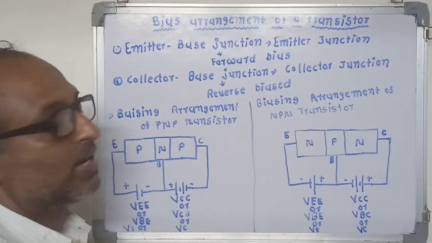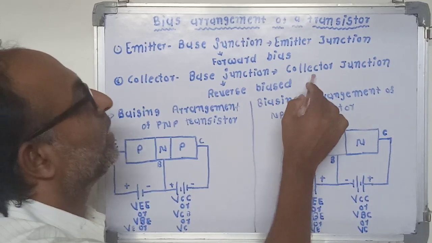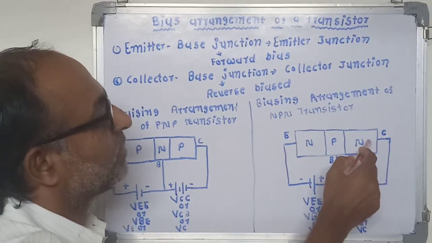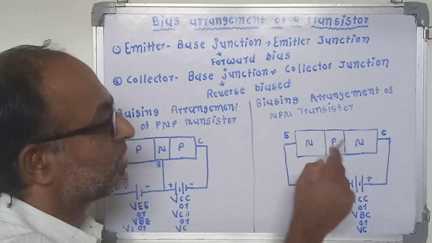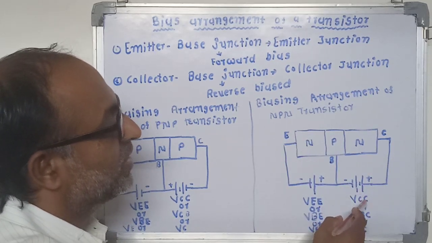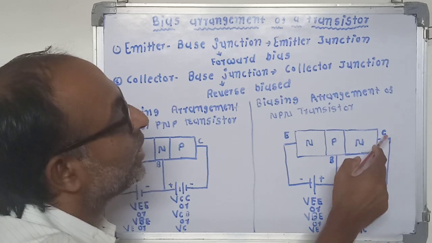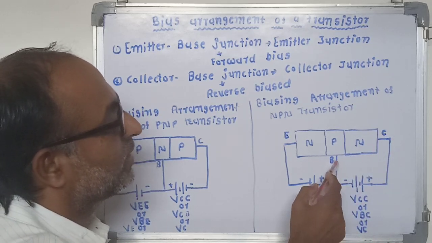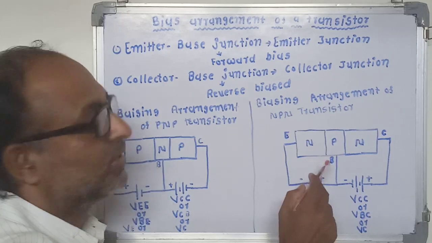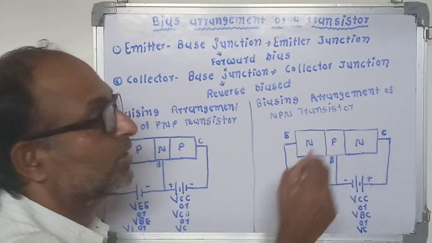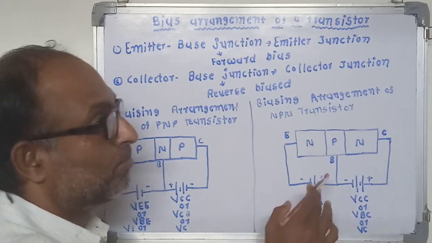Now reverse bias is required for the collector junction. So the collector is N type and the base is P type. For that, the positive terminal of battery VCC is connected to the collector and the negative terminal of the battery is connected to the base. So here the base collector junction becomes reverse biased.